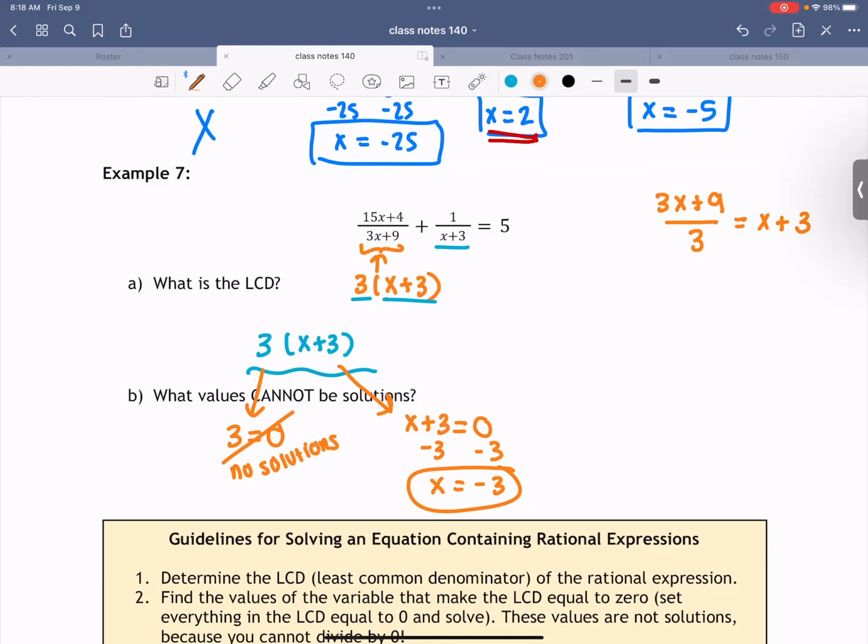It doesn't really matter, right? Because I don't have to write, oh, there were no solutions there, right? We're just looking for values of x. Good question. Any other questions here?